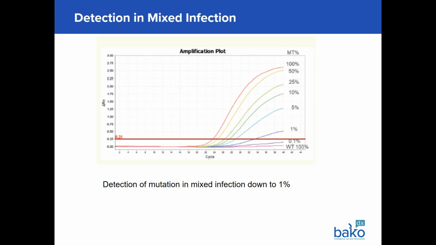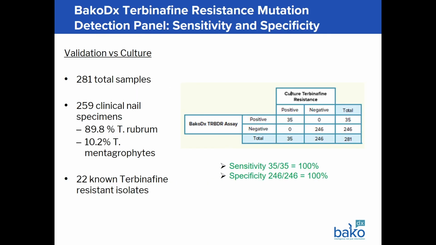This is another amplification plot. This one deals with the topic of mixed infections. So you can have a mixed infection in 2 ways. You can have 2 different types of dermatophytes or 2 different strains infecting one patient, or you can have the emergence of a resistant strain within an existing infection. And what you can see here is that we can detect when there's only as little as 1% mutant strain present.